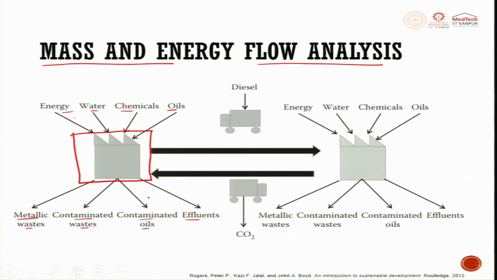Now, this system is interacting with another system where flow analysis is going on, that is again consuming a similar kind of resources, and it is also producing a similar kind of waste. I'm only talking about waste. These wastes, metallic, contaminated wastes, oils, effluents are emissions. Then we have energy. Then we have new job design. So this all comes out. In between, when the transportation between these two systems also happens, there is consumption of another resource, that is diesel, and we also produce carbon dioxide. So what mass and energy flow analysis tries to study is how two systems interact with each other, and can we have these systems working together? Can we use the waste of one system as the resource of another system? This is known as industrial symbiosis.